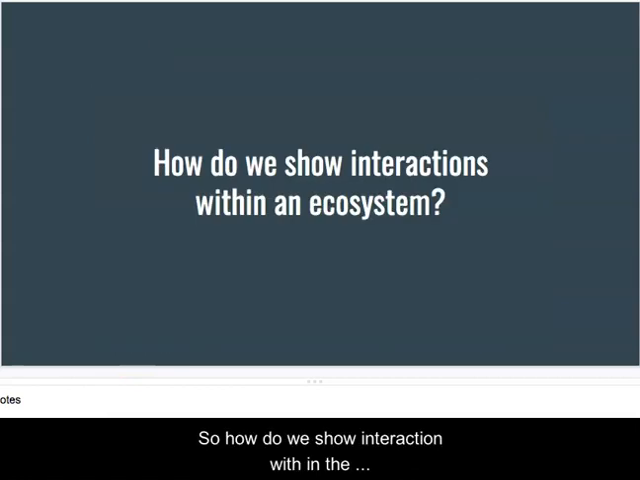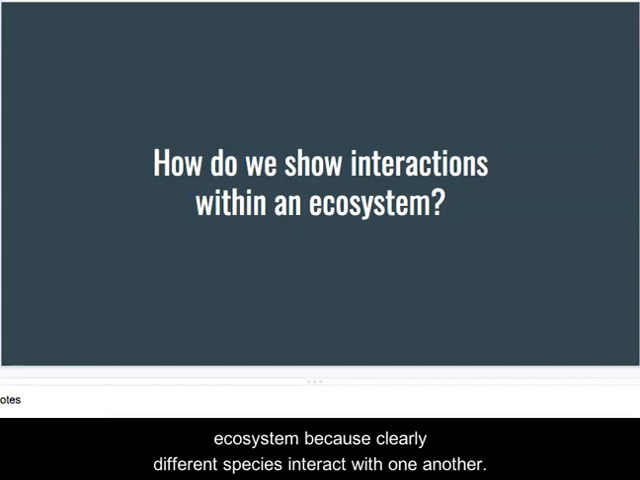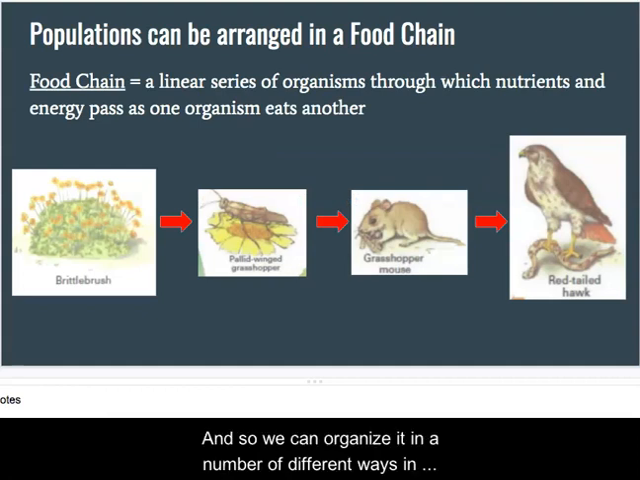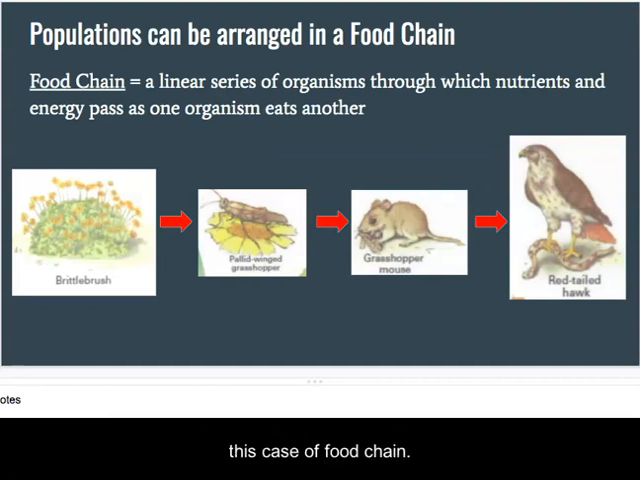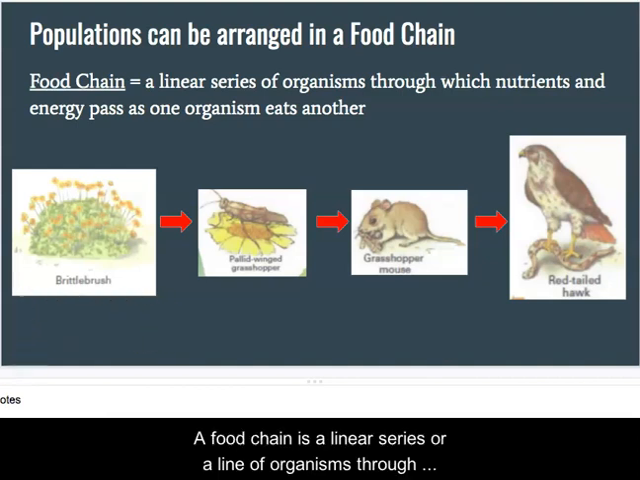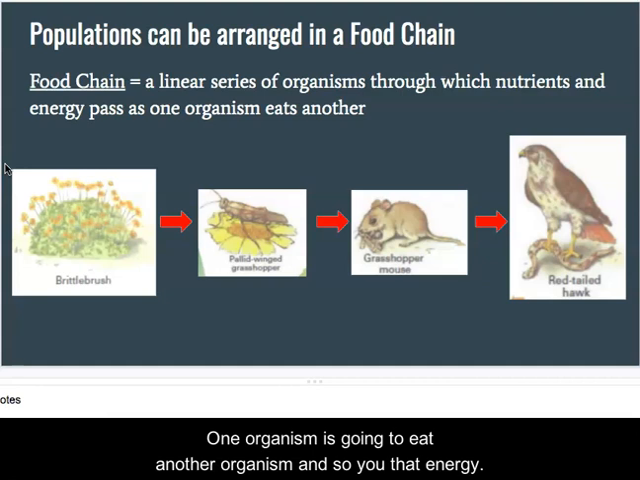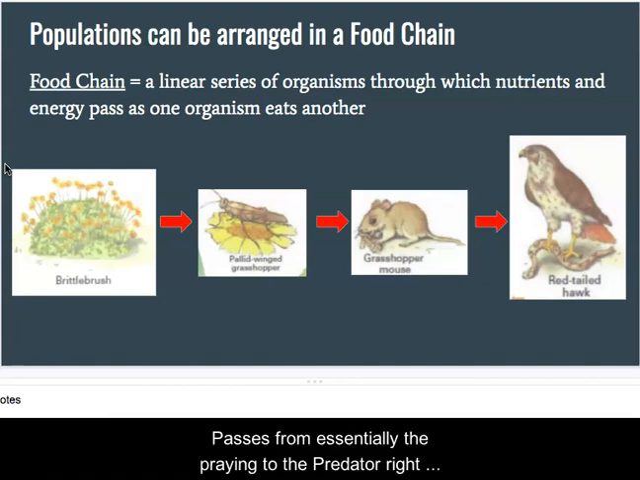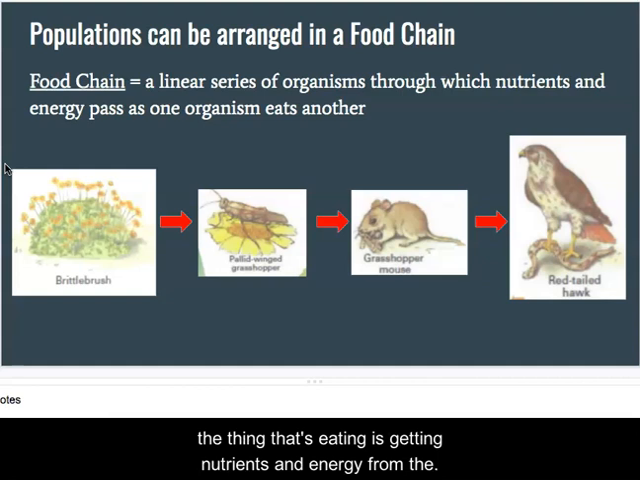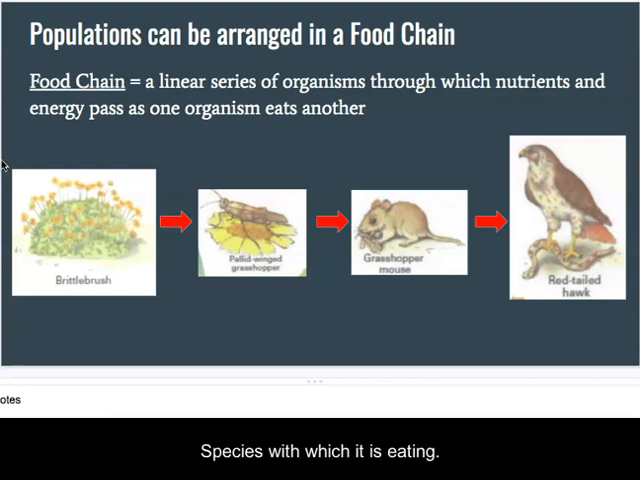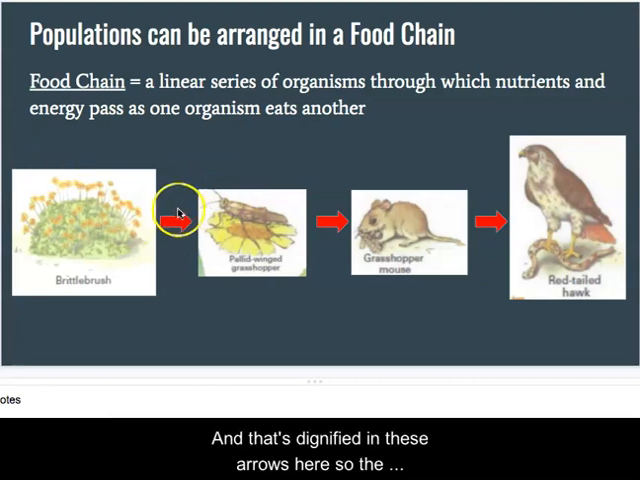So how do we show interactions within the ecosystem? Because clearly different species interact with one another. And so we can organize it in a number of different ways, in this case, a food chain. A food chain is a linear series or a line of organisms through which nutrients and energy pass. One organism is going to eat another organism. And so that energy passes from essentially the prey to the predator, right? The thing that's eating is getting nutrients and energy from the species it is eating. And that's signified in these arrows here.